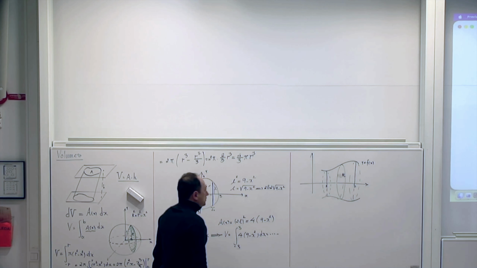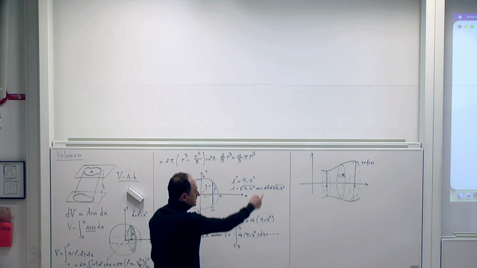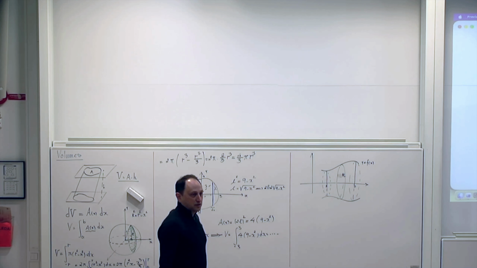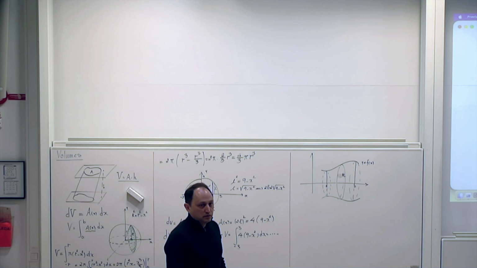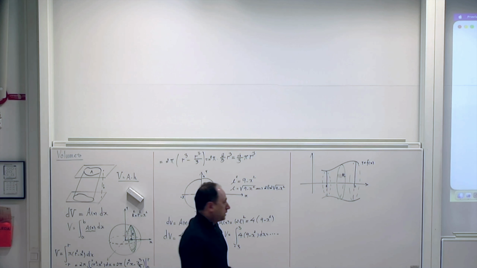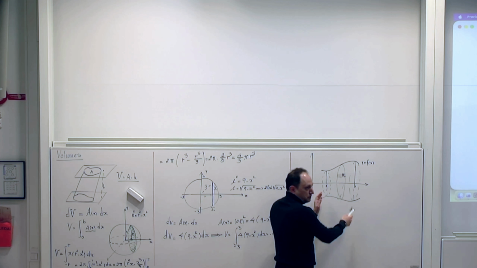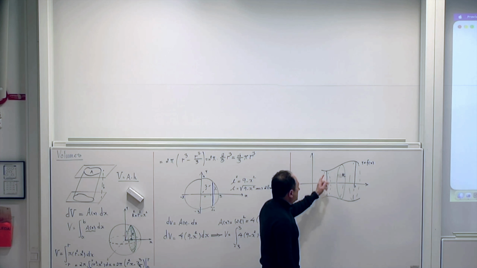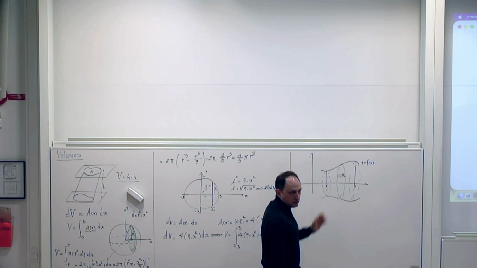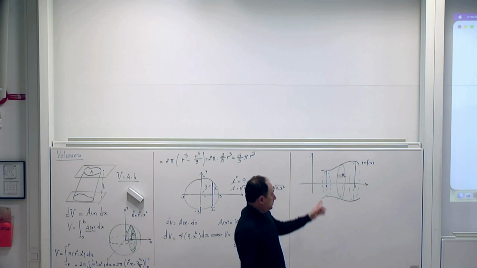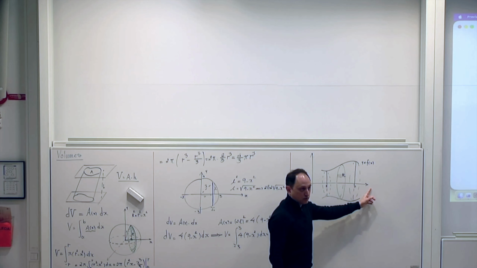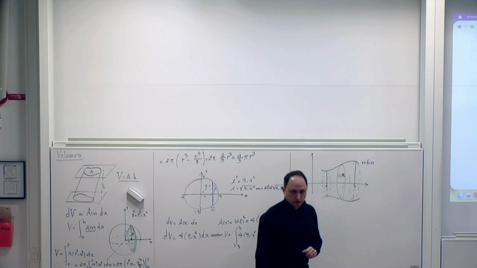So one question I want to ask you: is this object that we generate in this way, can I call it a cylinder? No. Why not? The bases are not the same, yes? But can I say that all cross sections are circles? Yes, all cross sections, if they are perpendicular to the axis of rotation, all of them are circles.